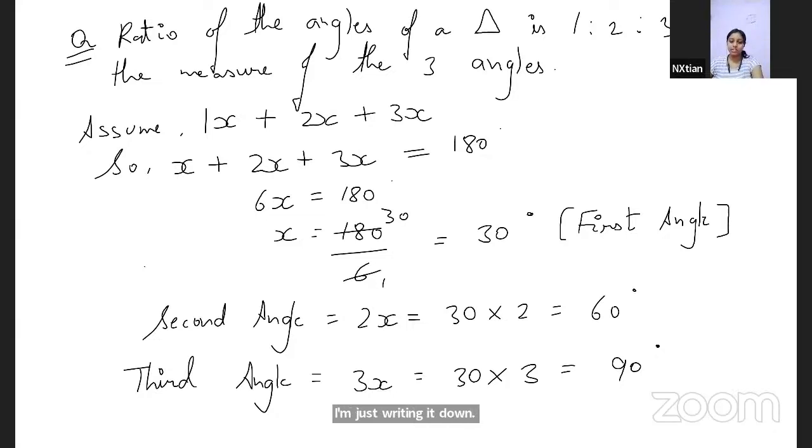So when it comes in the ratio form, you have to solve it like this. Take the total of it and divide 180 by it. You get the first angle. And then keep doing according to the ratio of the other angles. Just multiply the value of x we have with the ratio number given. So you will get the measure.